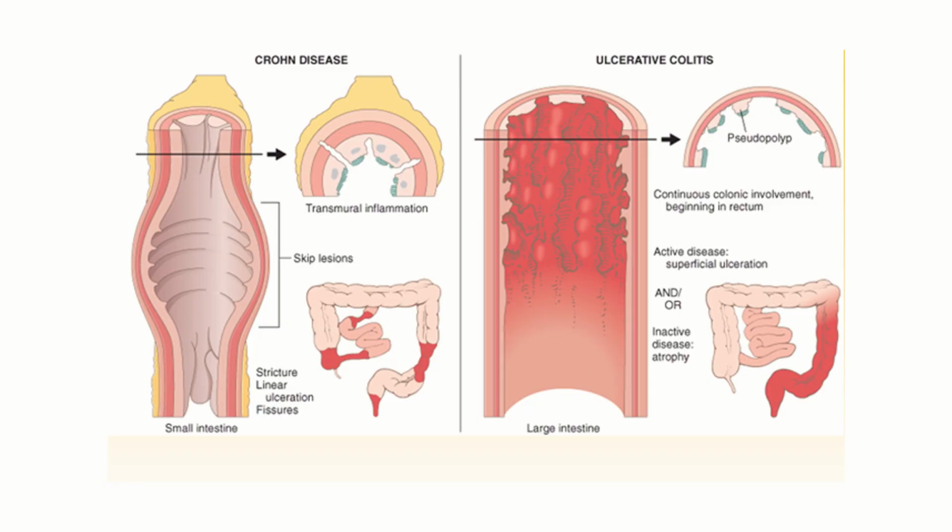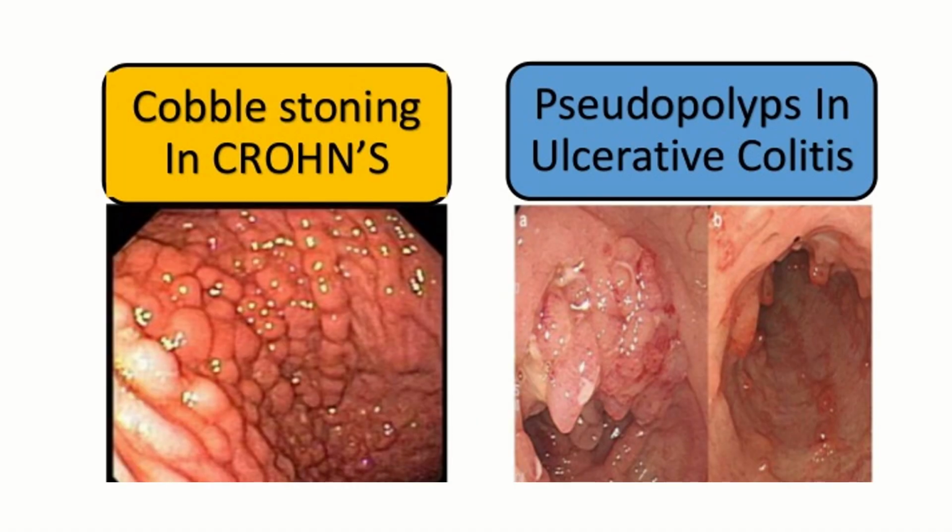Not segmental, it's continuous. I do have another picture coming up that'll show you kind of a live version of what these two look like side by side as well. Okay, so here's that picture that I was talking about. We have CD on the left and UC on the right. We have that cobblestoning in the Crohn's, and then we have the pseudopolyps in ulcerative colitis.